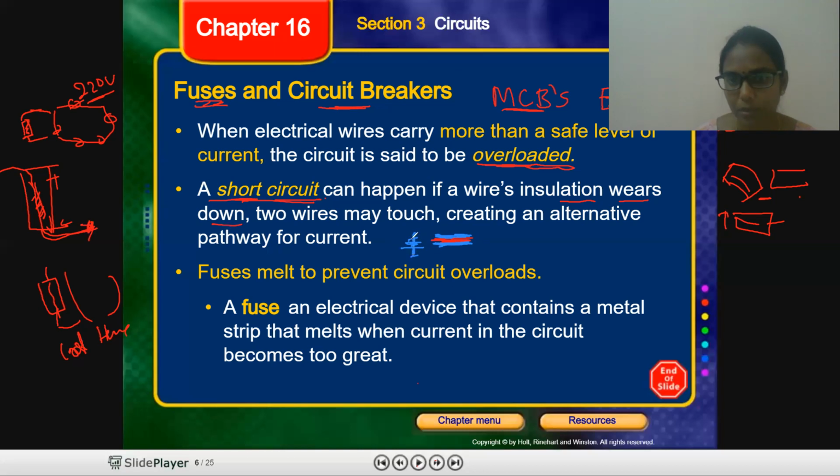What happens? Here to here only it becomes a short circuit, and current will go back instead of going into the electrical appliances, and sometimes the appliances also break. Two wires touch, creating an alternative pathway for the current. That is what we call a short circuit. And the fuse melts to prevent the circuit overload. The fuse wire is going to melt and create an open path, an open circuit. That means current is not passing from here to here, so the appliances in your home will be safe. A fuse is an electrical device that contains a metal strip that melts when the current in the circuit becomes too high.